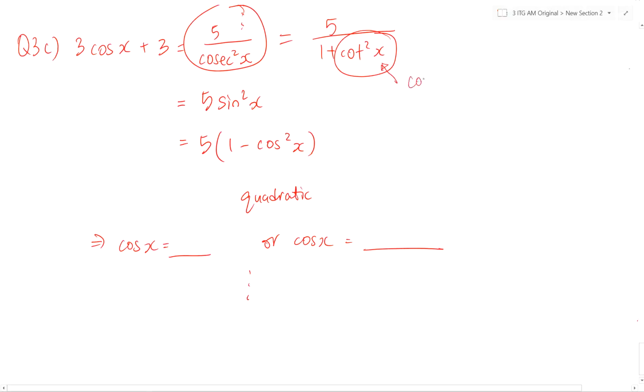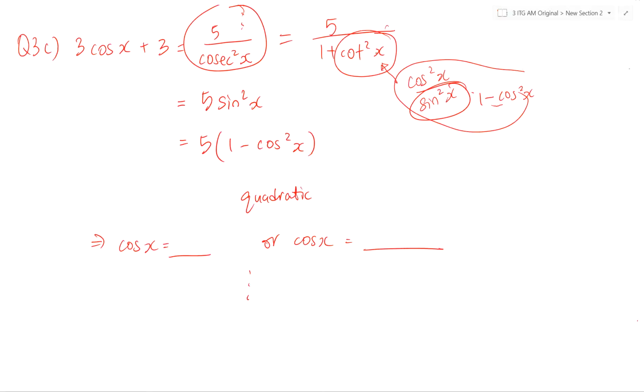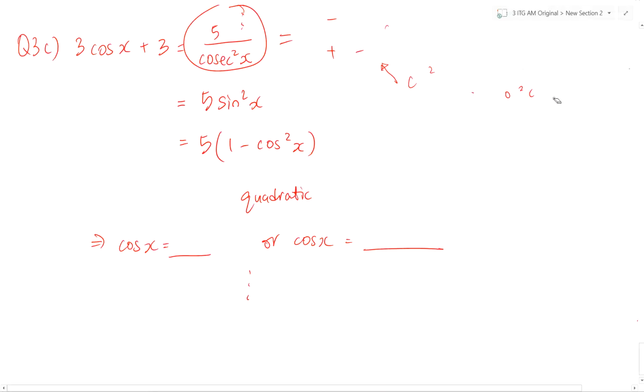This one changed to cosine square x over sine square x, right? And then you change this one to become 1 minus cosine square x. Then, very complicated. You got a fraction in a fraction, and I don't know whether you will be able to simplify eventually. Nothing wrong, but it is a question of whether you can solve eventually. Okay, so next.